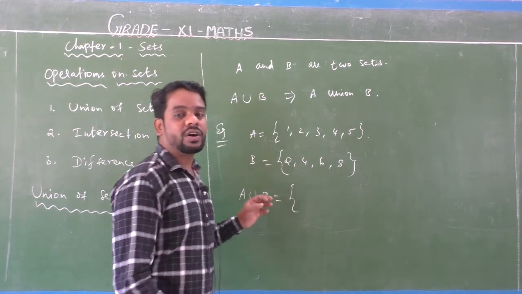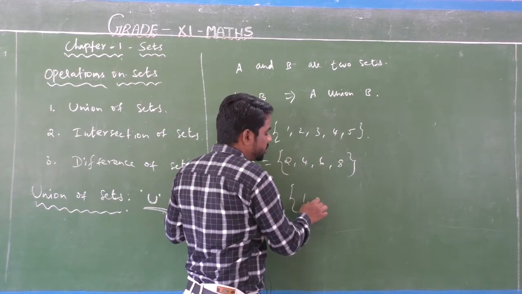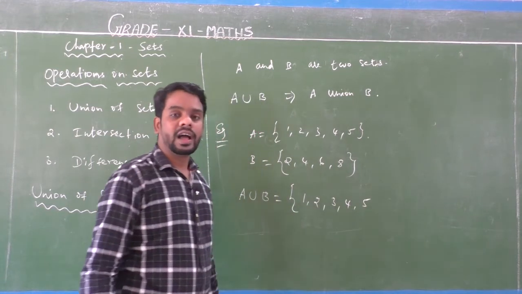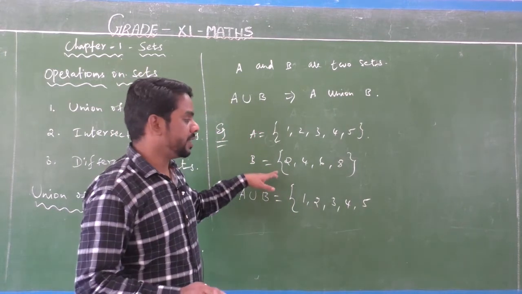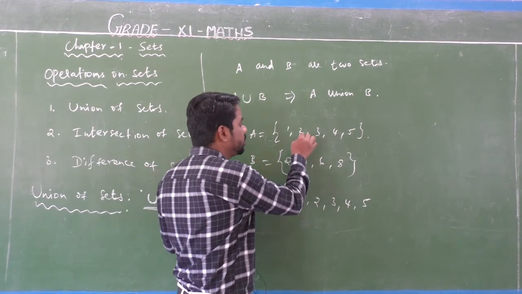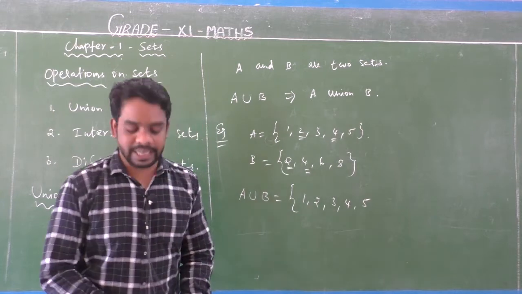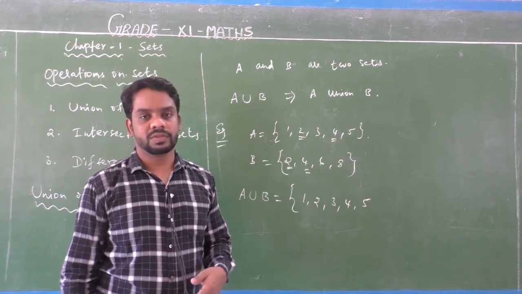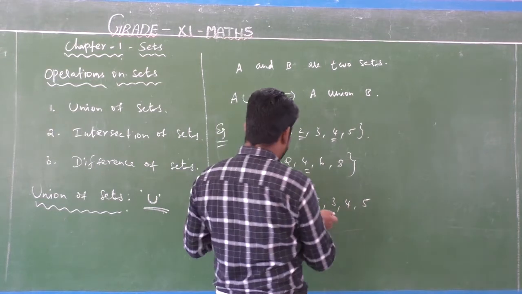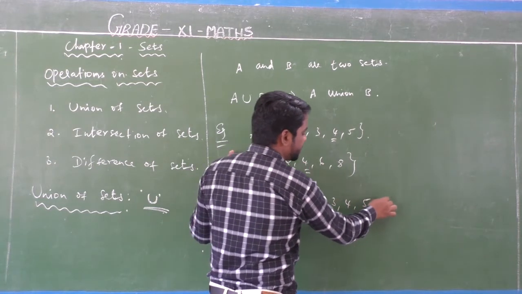This consists of all elements from A: 1, 2, 3, 4, 5, and all elements of B: 2, 4, 6, 8. Listen, students, here 2 and 4 are common elements. So common elements are taken only once. 2 and 4 already belong to the set A. So 2, 4 are common elements and the remaining are 6, 8.